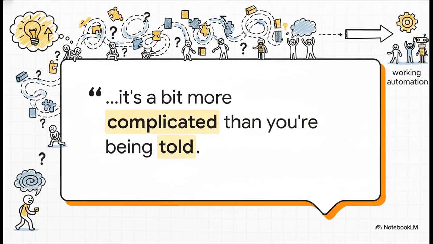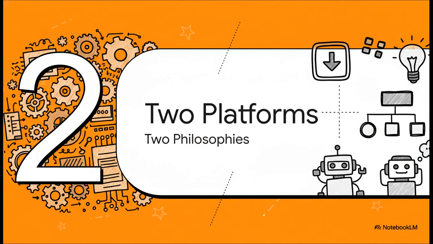And our source video just hits the nail on the head with this. It really gets that for most people who aren't hardcore developers, that journey from a brilliant idea to a working automation is just full of these unexpected roadblocks. And frankly, a lot of people just end up giving up. So the big question is, how do we actually bridge that gap?